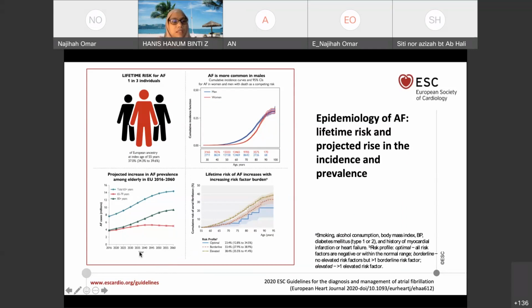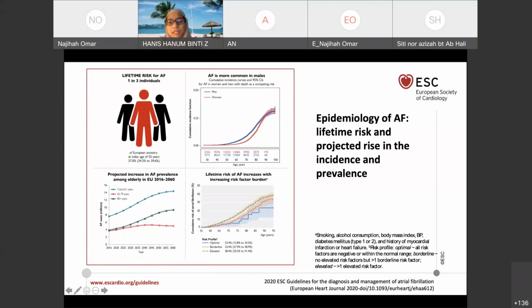Okay, you see 65 years and above as well. Okay, and the lifetime risk of AF increases with the increasing risk burden, meaning the more risk burden that you have, the higher risk of you getting AF.